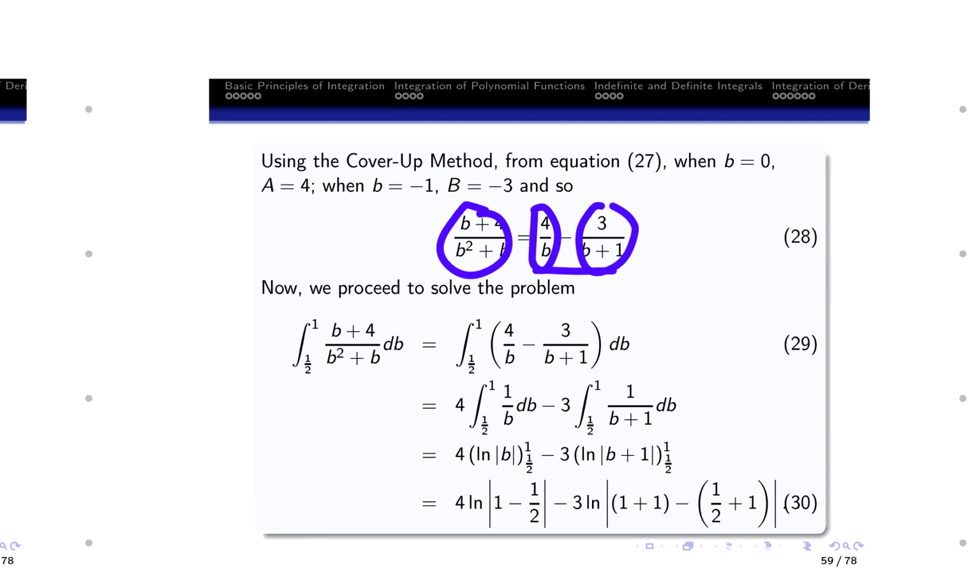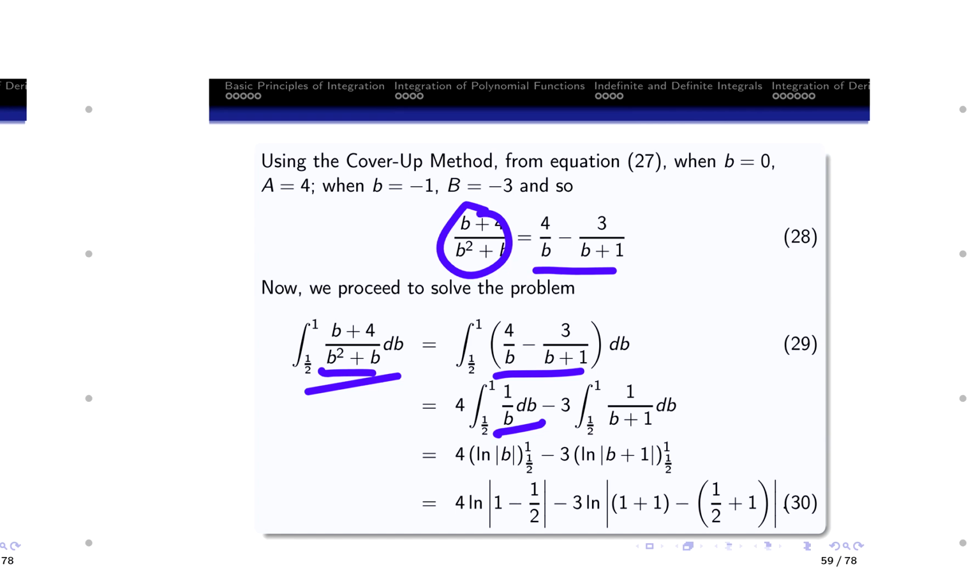Okay, so now you can come back to say integral from 1 over 2 to 1 of b plus 4 over b squared plus b db is equal to, so this same thing now is this 4 over b minus 3 over b plus 1 from half to 1 db. Okay, so now you can break it apart. So 4 is constant, so you can take that 4 out here. 3 is constant, you can take that 3 out here. And then you have 1 over b db left. Because 4 is out, you have 1 over b db minus 3, 1 over b plus 1 db again.